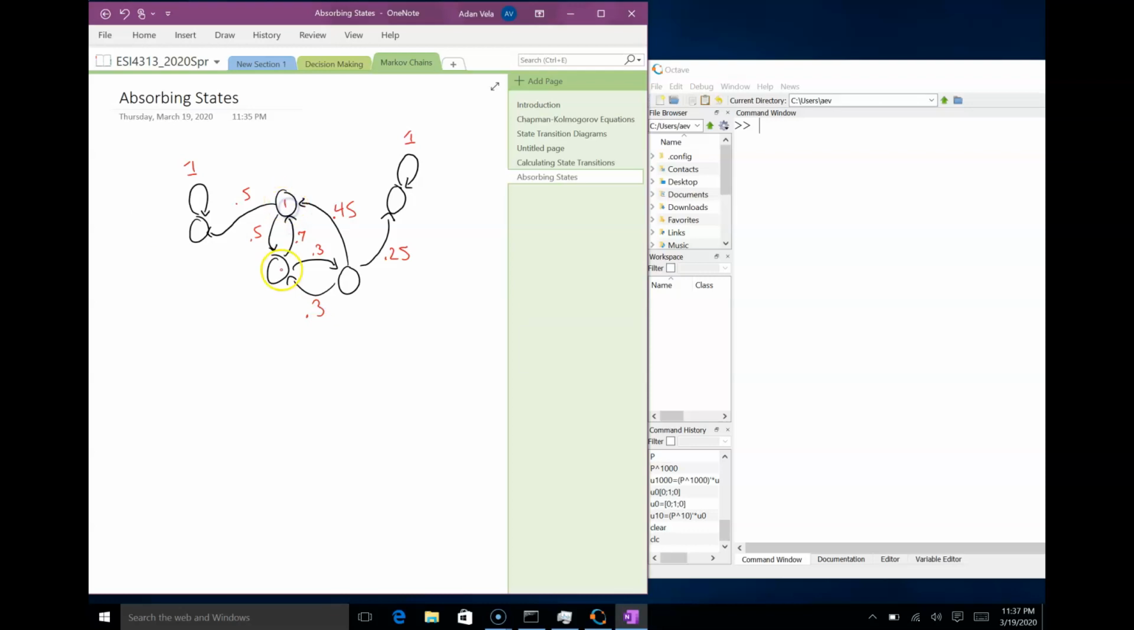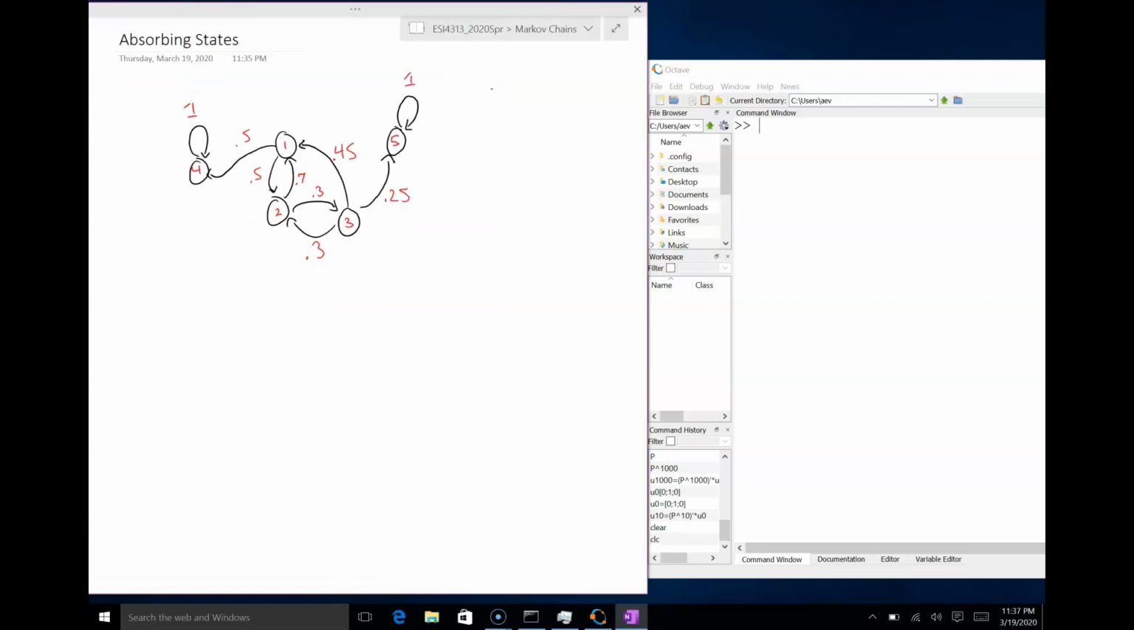So we'll call this state 1, 2, and 3. And then these absorbing states will be states 4 and 5. All right. So again, this is a good exercise to practice figuring out what our transition matrix or one-step transition probability matrix is. And so let's go ahead and do that.